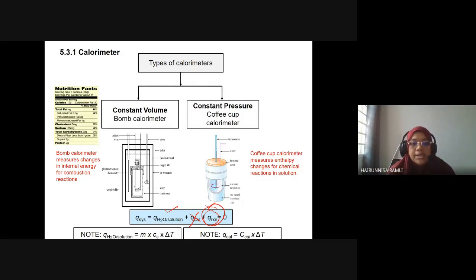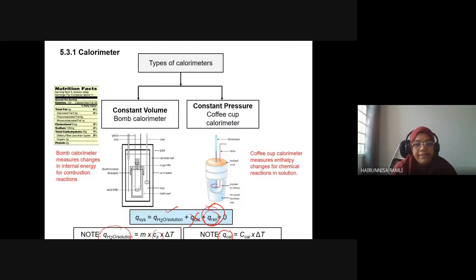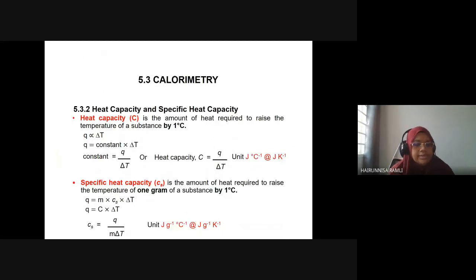saya cakap ni. It's just that you have to know that the Q water ataupun Q solution, the formula is MC delta T kan. So C here is CS. S is specific heat capacity. And Q calorimeter is C calorimeter darab delta T.